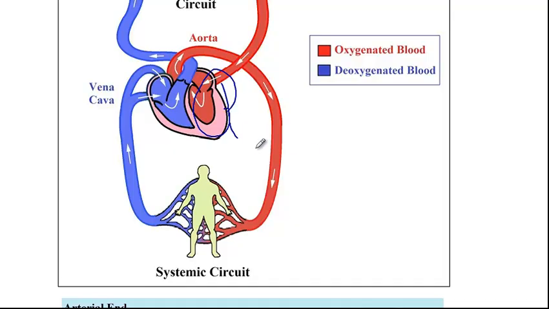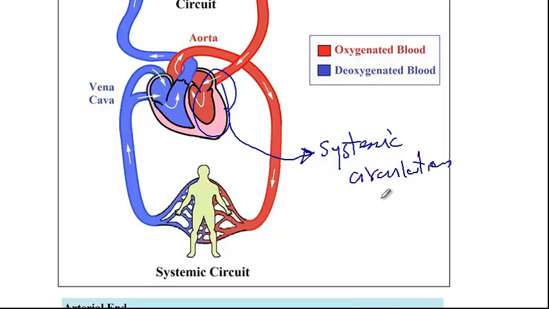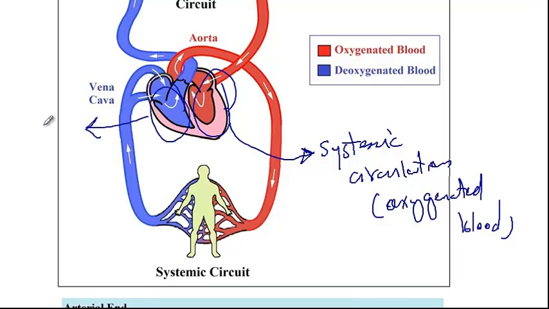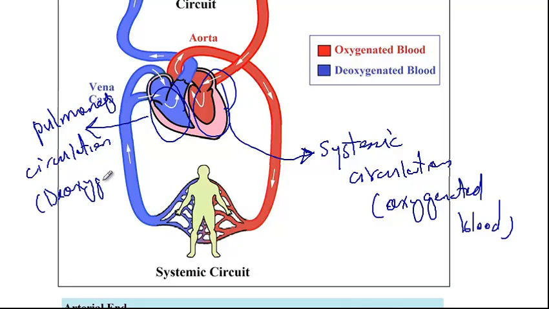So you can see that the left ventricle pumps blood into the systemic circulation. It contains oxygenated blood, while the right ventricle is pumping blood into the pulmonary circulation, and it contains the deoxygenated blood.